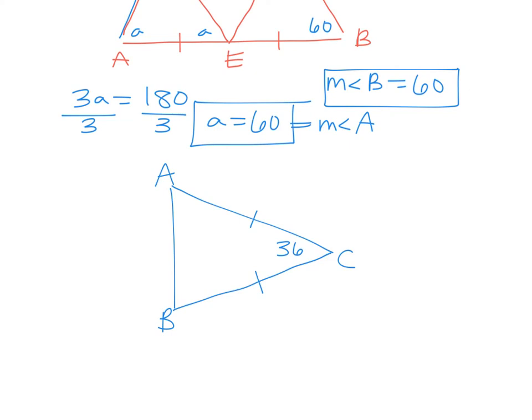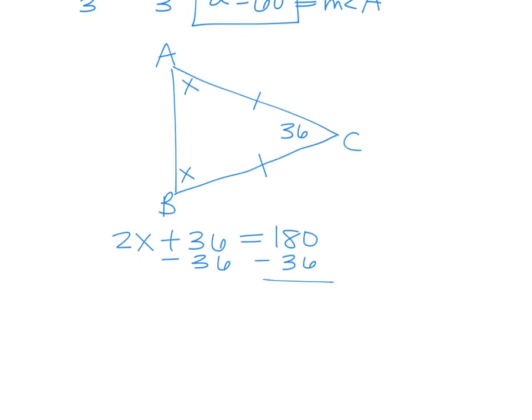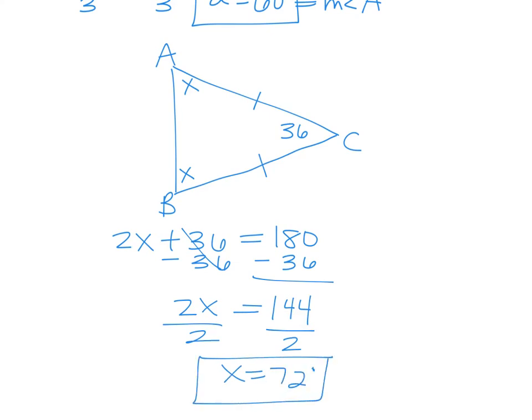So it has to add up to 180, right? A and B are the same, so if you call them X and X, 2X plus 36 has to equal 180. So take away the 36, and you get 144 will equal 2X, and then you just cut that in half. So X is 72. Questions? That's your lesson.